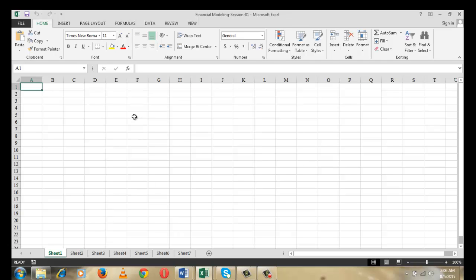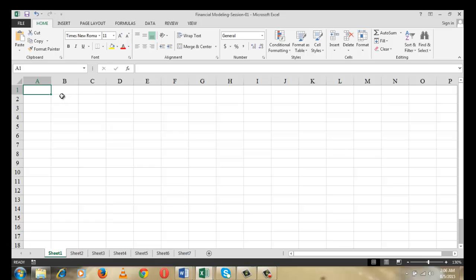So this is my first session, in which I'm going to talk about financial modeling. If you want to know the basics of MS Excel, right now I'm using MS Excel 2013. If you want to know more about Excel 2013, and how 2013 is different from 2007 and 2010, you can refer to my videos on the basics of MS Excel. This is about financial modeling.